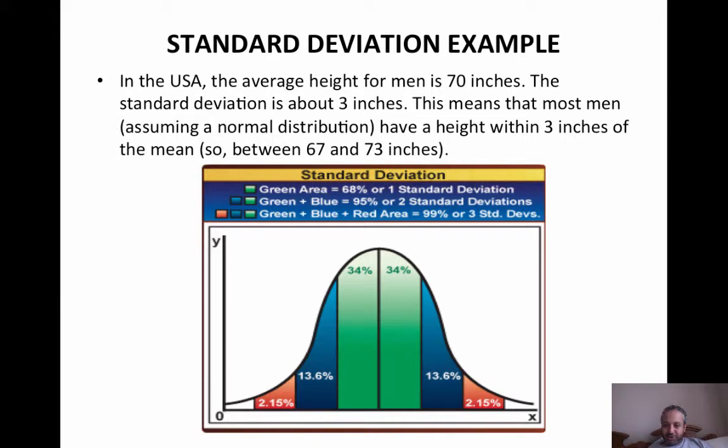Or in more concrete terms, 95% of men are between 64 inches and 76 inches, which is, let me see if I can do the math, 5'4" and 6'4", if my math is right on that. Okay? So you see where I'm going. And then you can go out even further, 99%, right, would be between 3 standard deviations, right?